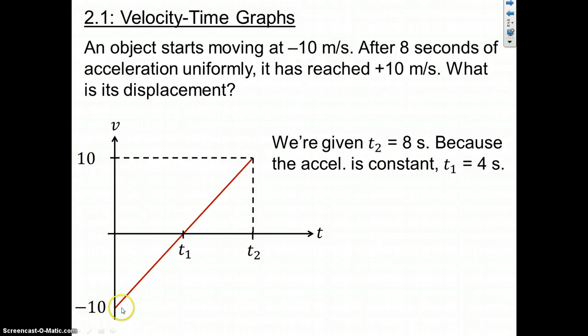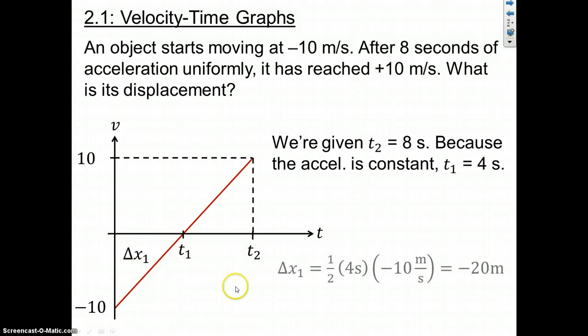Down here, the starting velocity is negative 10 meters per second. So this area, delta x1, is the area under this part of the curve. And we find that, let me hold off on the equation, by calculating the area of this triangle. Area of a triangle is 1/2 base times height. So the base is from here to here. That's 4 seconds.